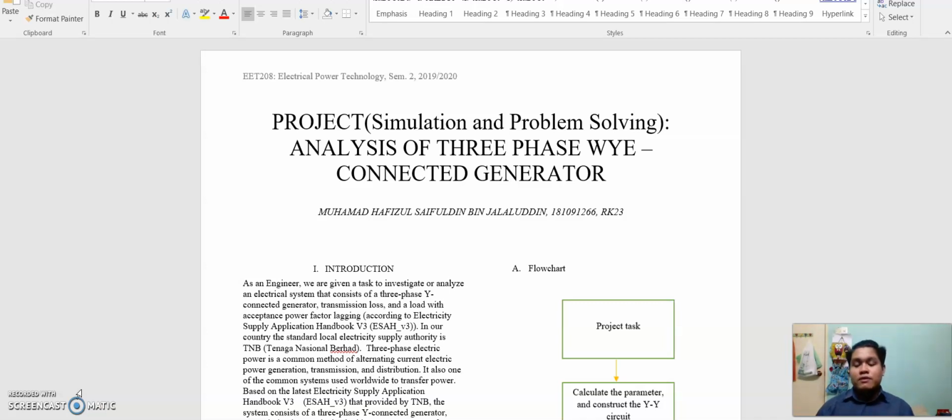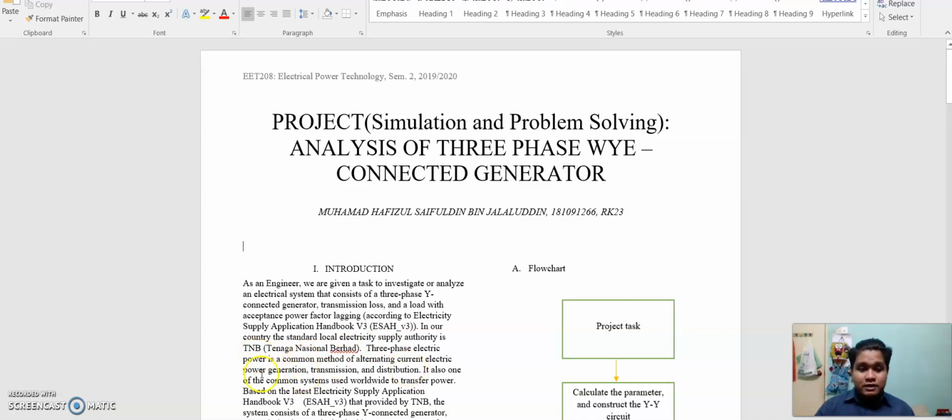So first I want to present the introduction. As an electrical engineer, we are given a task to investigate or analyze an electrical system that consists of a three-phase Y-connected generator, transmission loss, and a load with acceptance power factor lagging, according to the Electrical Supply Application Handbook version 3. In our country, the standard local electricity supply authority (TNB).